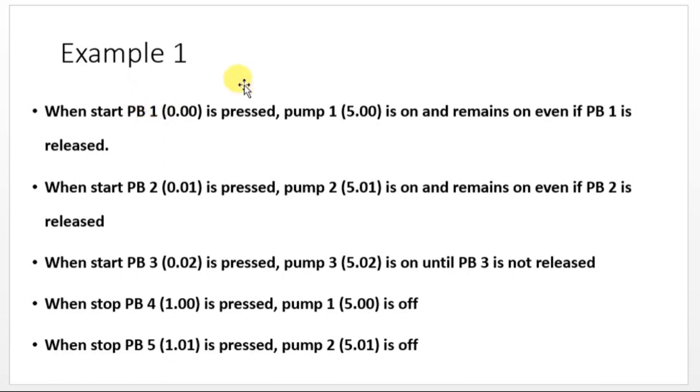Okay, so there is one input and one output over here. If the push button is pressed, the output has to be on. If the push button is released, it still has to be in the on condition. Then when push button 2 is pressed, pump 2 should be on and remain on even when push button 2 is released. The third one is a single problem.